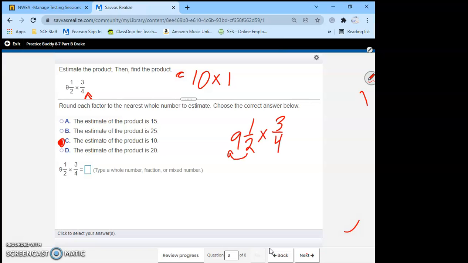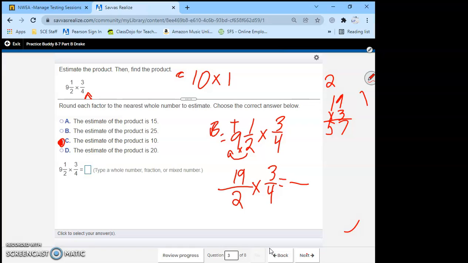Turn the mixed number. 9 times 2 equals 18, plus 1 is 19, over our original of 2, times, well, 3/4 is already a fraction, just bring it down. 19 and 4, we can't simplify. 3 and 2, we can't simplify. So this one we just have to start multiplying. 19 times 3. 9 times 3 is 27. You group your 2. 3 times 1 is 3, plus 2 is 5. So we're going to have 57 on top. Bottom times bottom, 2 times 4 is 8. So we have 57 over 8.